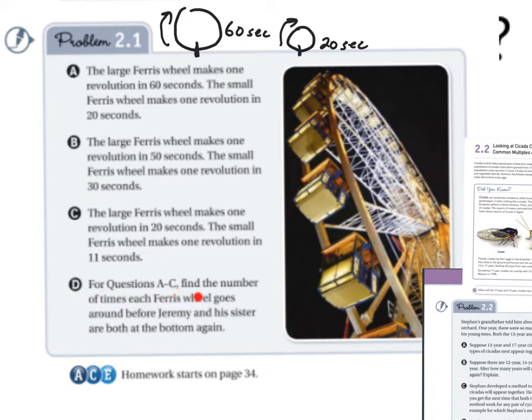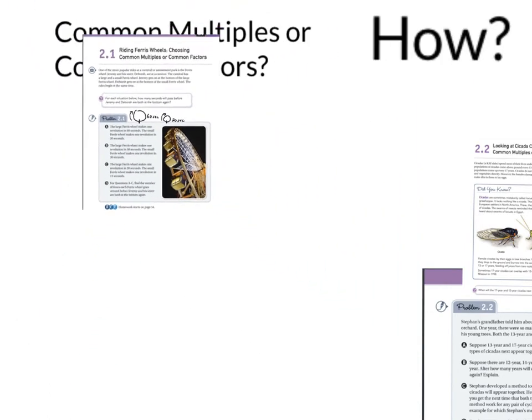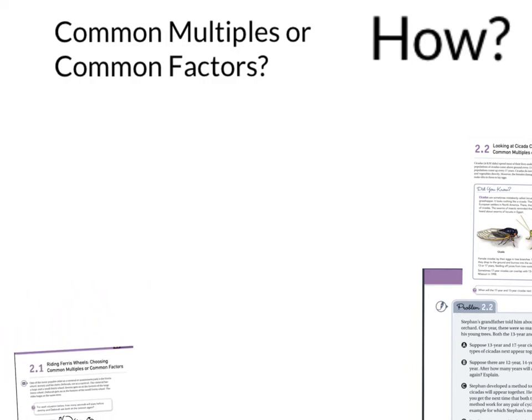for questions A through C, find the number of times each Ferris wheel goes around before Jeremy and his sister are both at the bottom again. And my hint for you on this question is draw pictures just as I did here. Draw pictures. So this would be the first Ferris wheel, 60 seconds, 20 seconds. The second letter, B, this one will be 50 seconds, this one will be 30 seconds, and the third will be 20 seconds and 11 seconds. So we're trying to find out when Jeremy and his sister will both be at the bottom again. All right, so that's problem 2.1.